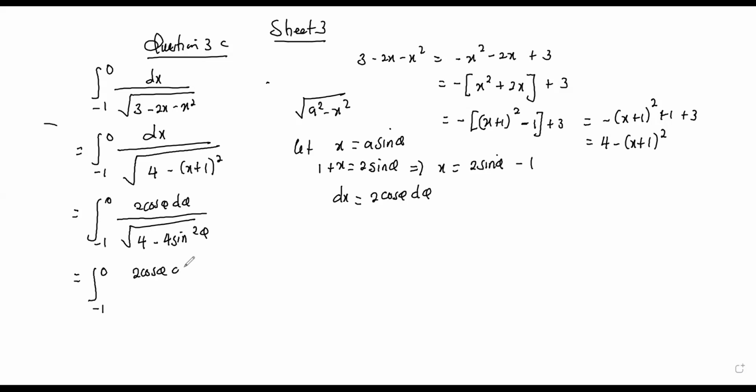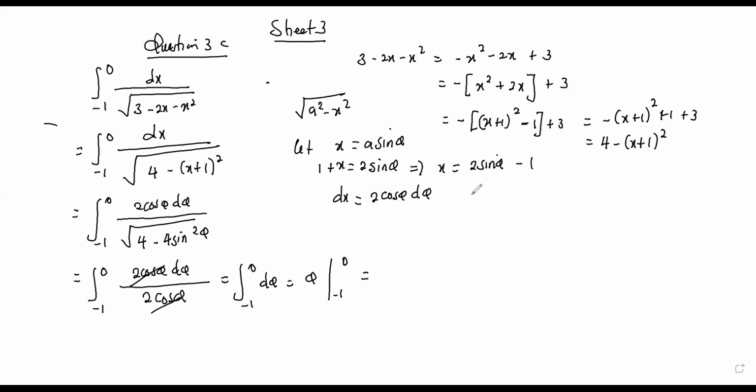2 cos theta d theta over, if we factor out 4, get the root, it becomes 2. And then the 1 minus sine squared becomes cos squared. The root of cos squared is just cos theta. So we end up having this guy and that guy cancelling. And so we'll have from 0 to negative 1, just integrating the theta. So we get theta like that, but then what is our theta?